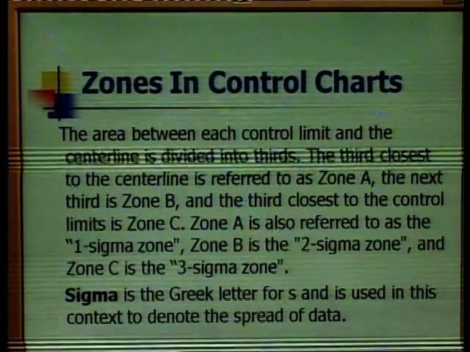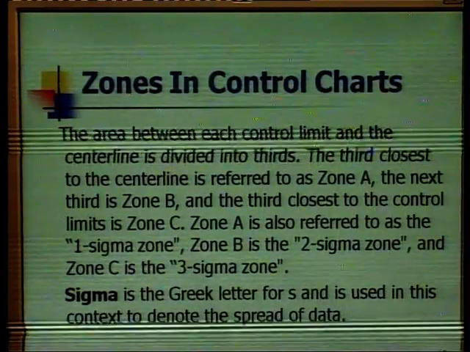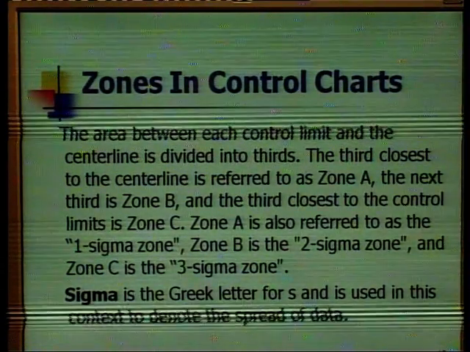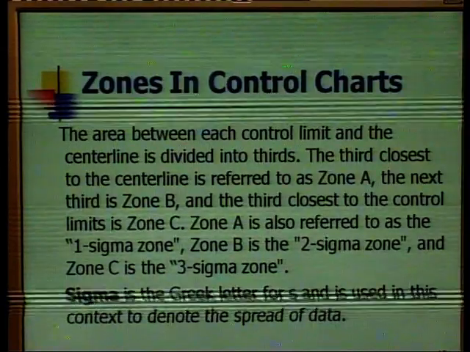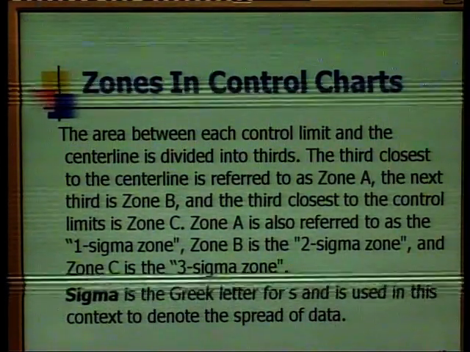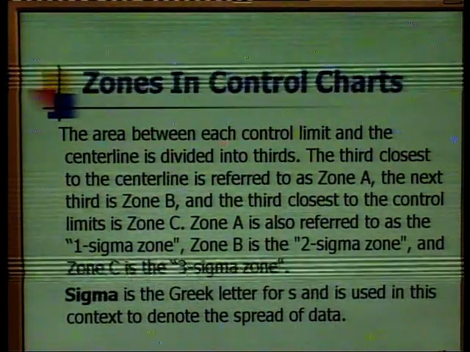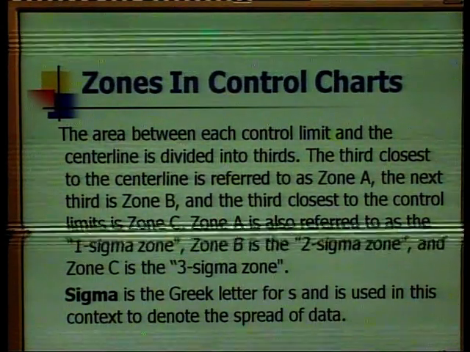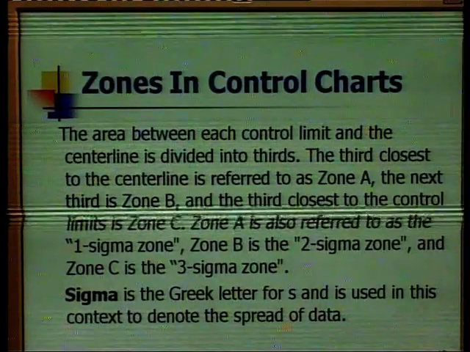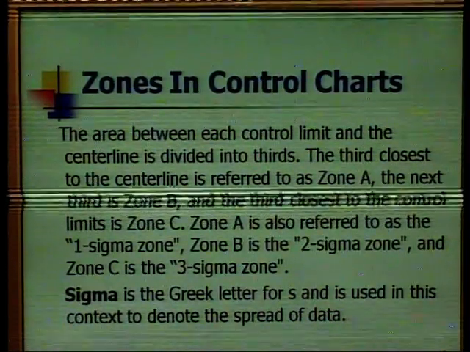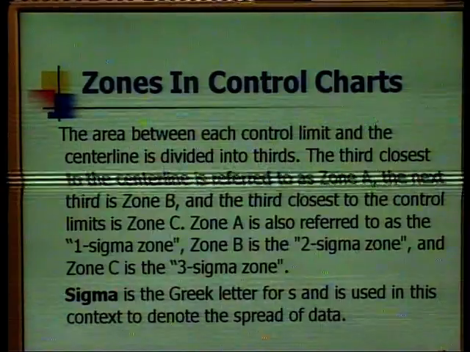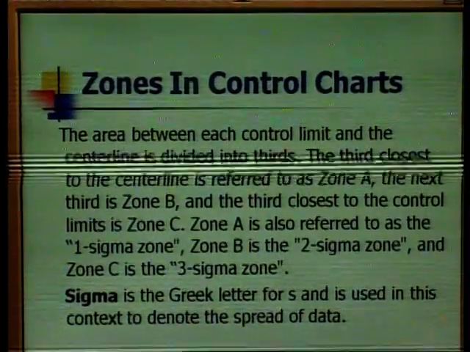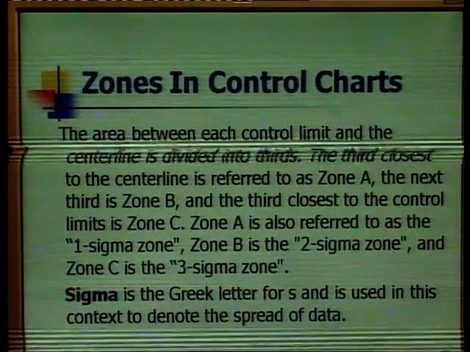The third closest to the center line is referred to as zone A, the next third is zone B, and the third closest to the control limit is zone C. Zone A is also referred to as the 1 sigma zone, zone B is the 2 sigma zone, and zone C is the 3 sigma zone. Sigma is the Greek letter for S, and it is used in this context to denote the spread of data, how much data is being spread on the chart.